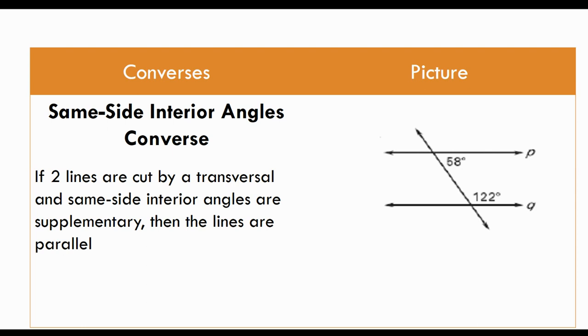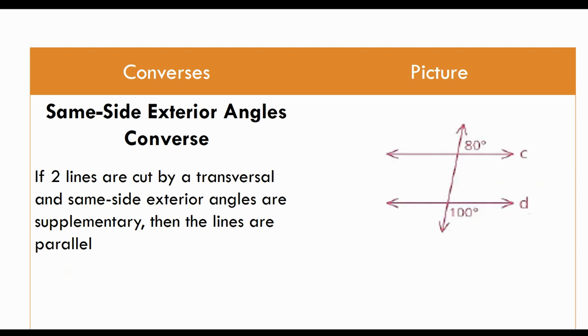Okay, notice that we have same side interior angles converse. It says if two lines are cut by a transversal and same side interior angles are supplementary, then the lines are parallel. So notice that here are two interior angles. They're on the same side. If I add them together, they add up to 180, so that makes them supplementary. So that's why line P and Q are parallel. So here, if same side interior angles are supplementary, that gives us parallel lines.